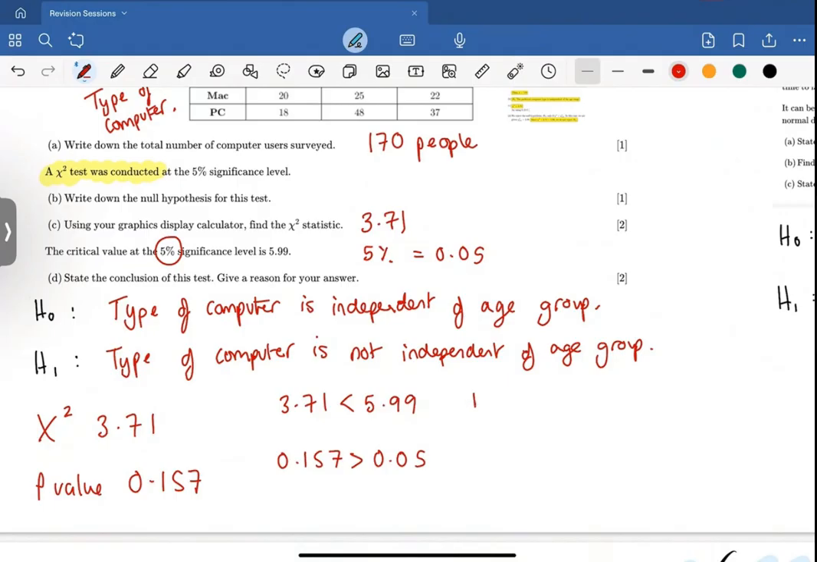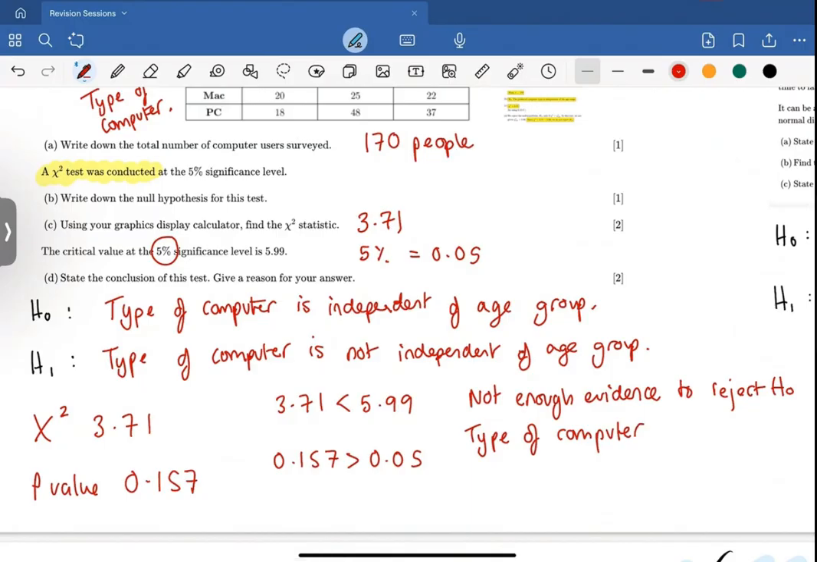We're going to say there's not enough evidence to reject H0. So what does that mean for our test? Well, it means that there's not enough statistical evidence to say that they are not independent. So it looks like, using this data, that the type of computer is not related at all to the age category that people are in. So we can say that they are independent.